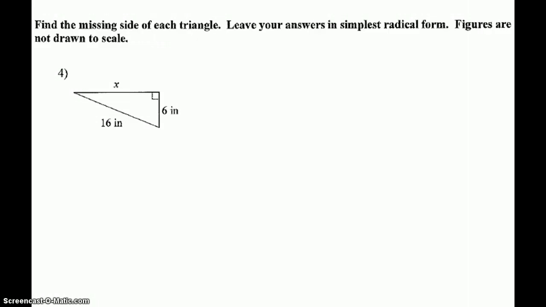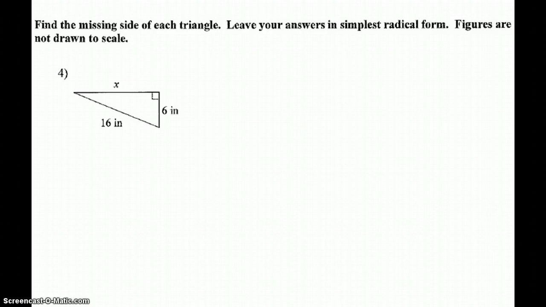So in the first section, they tell us to find the missing side of each triangle, and we need to leave our answers in simplest radical form. So in number 4, if you look at that picture, I know we've talked about all kinds of different ways to solve problems. We've done Pythagorean theorem, we've used special right triangles, and we've done trig. So at this point, you may be wondering, how in the world do I solve it? How do I know what to look for?